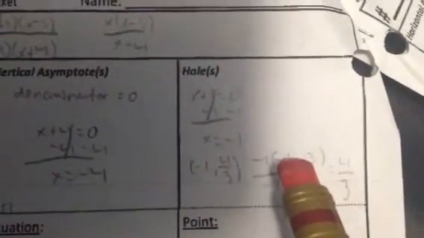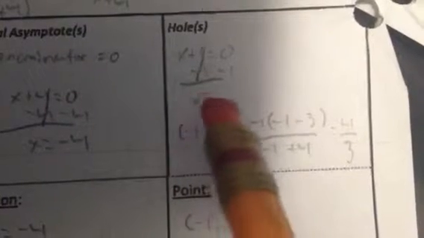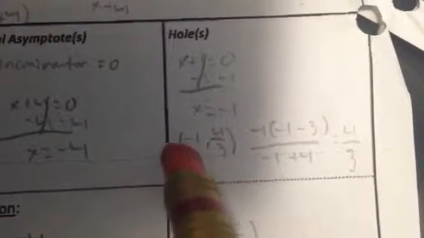Once you have that, you plug negative 1 in for all the x places of the simplified equation, which will be this. So you plug negative 1 in for every x you see, and you get 4 over 3. Then you pretty much put them in an ordered pair, so it's negative 1, comma 4 over 3.